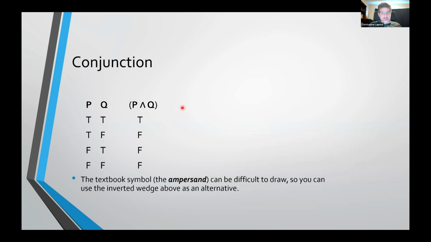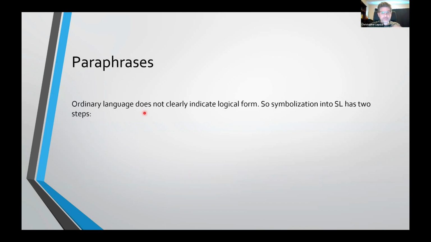When plus is used as a symbol in symbolic logic, it means or. It does not mean and. So you can't use it for conjunction. It ends up being extremely confusing. Try to draw the ampersand. If you can't draw the ampersand, then you can use the wedge, the inverted wedge.